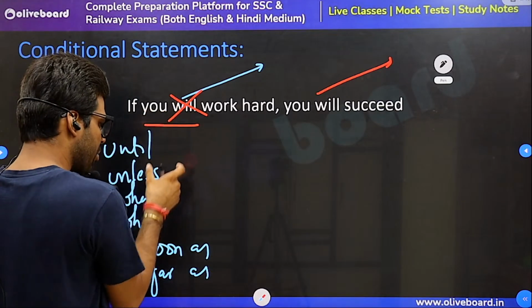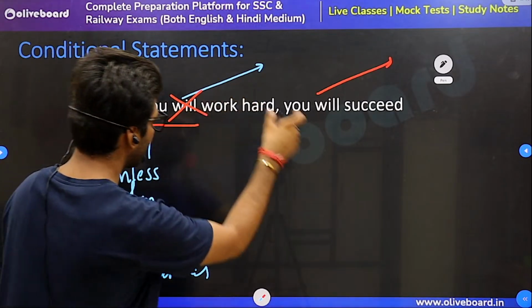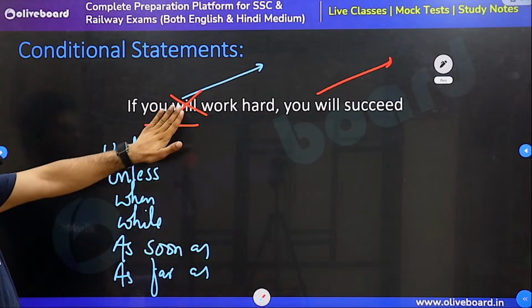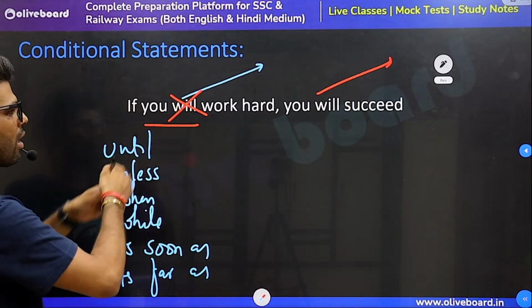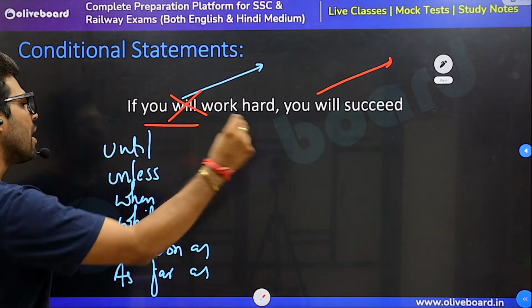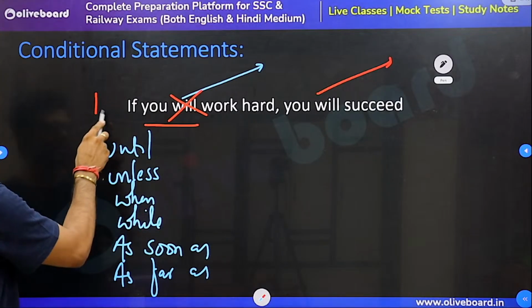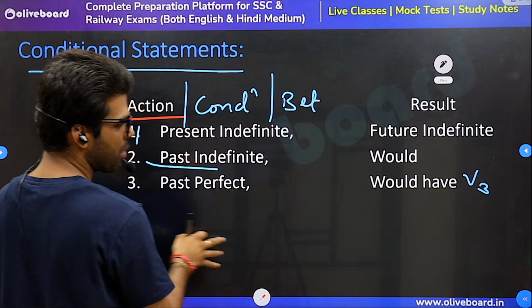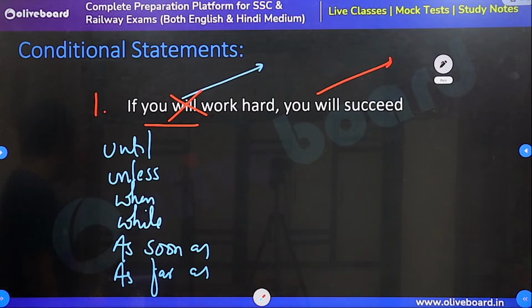Put the condition in present, the results in future, and you have a statement. If you work hard, you will succeed. Dropping this will, we have a statement: if you work hard, you will succeed. Fine. That's the first conditional, they say. If you mention the action in present indefinite, the result is supposed to be in future indefinite. Everybody, common sense.